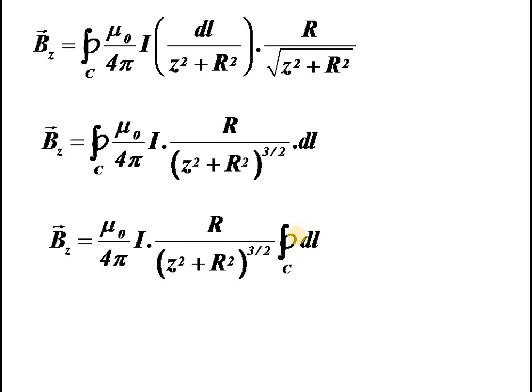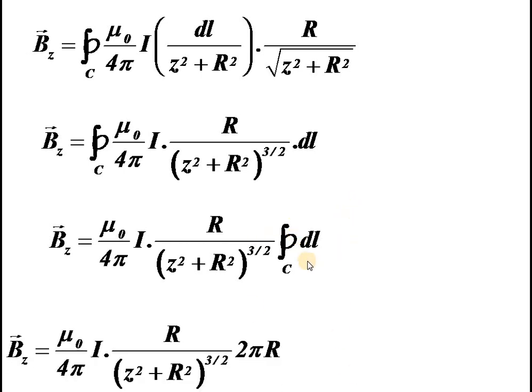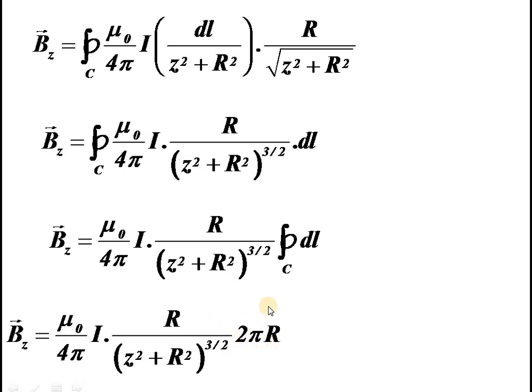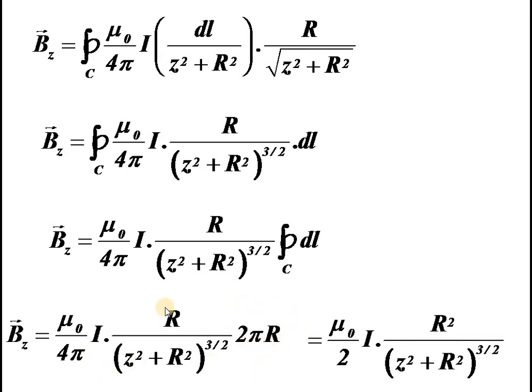And you know the loop radius is r. So obviously the circumference of that loop will be 2 pi r. So 2 pi r is taken here. Instead of integral dl, you take 2 pi r because that is the length of that loop. Okay, so now it's a matter of simple rearrangement. You have a 4 pi here, you have a 2 pi here. So cancelling, you get mu 0 by 2.